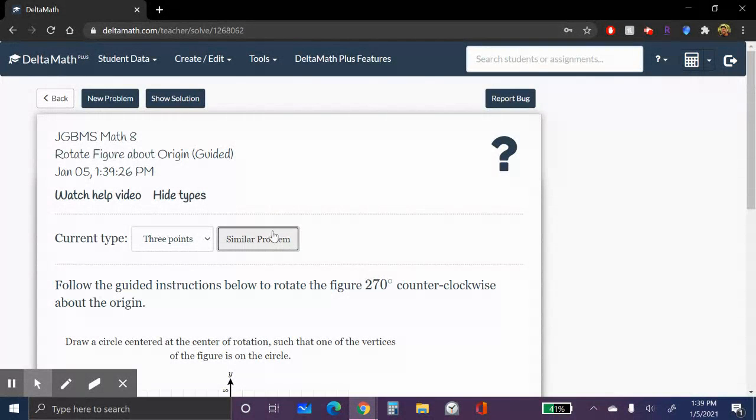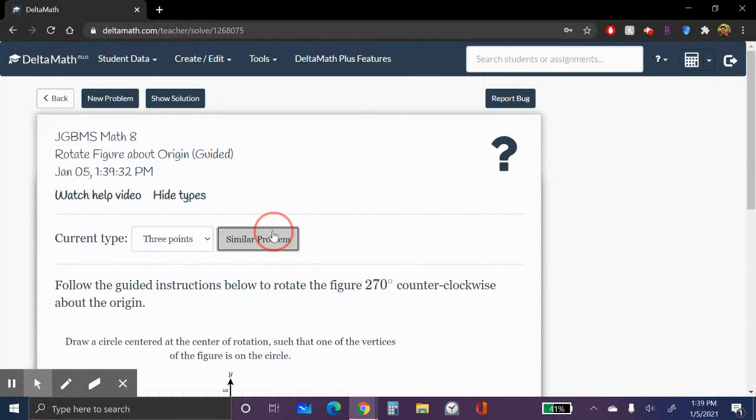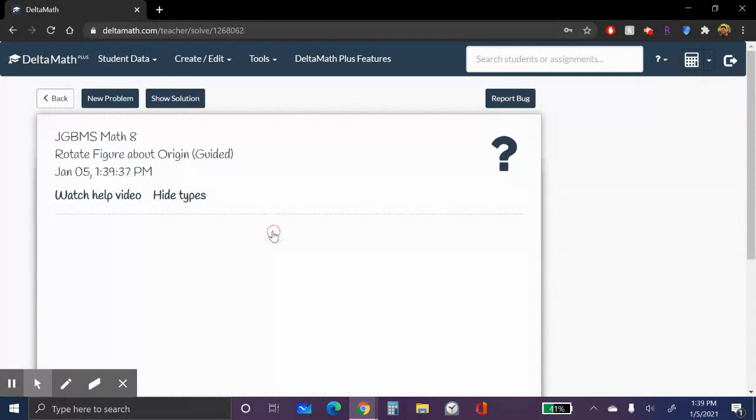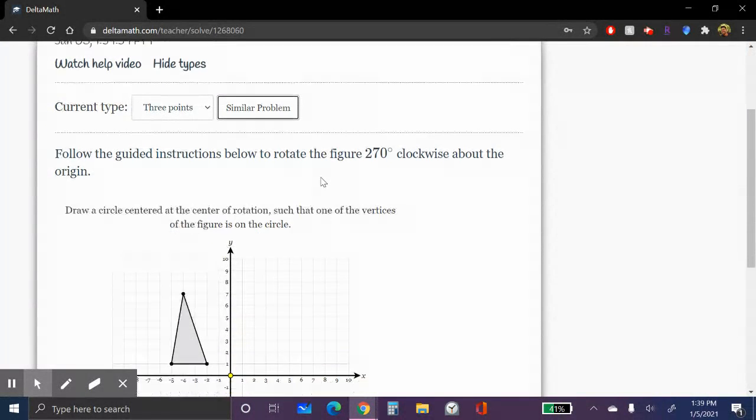We already did 180. Let's go 90 in another direction. Does it go 90 counterclockwise? I don't think it does. Let's see. If it doesn't, then we'll just do a 270 one. Okay. All right, 270.